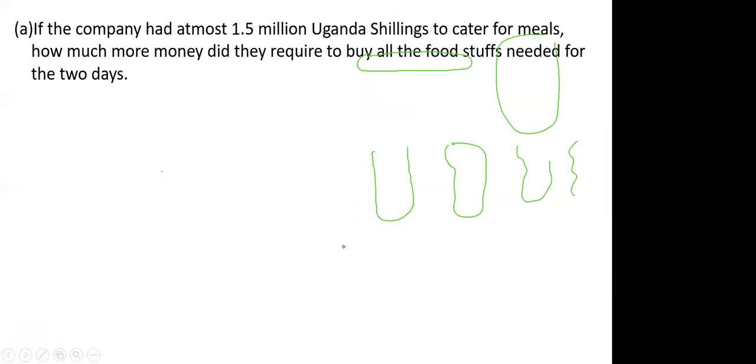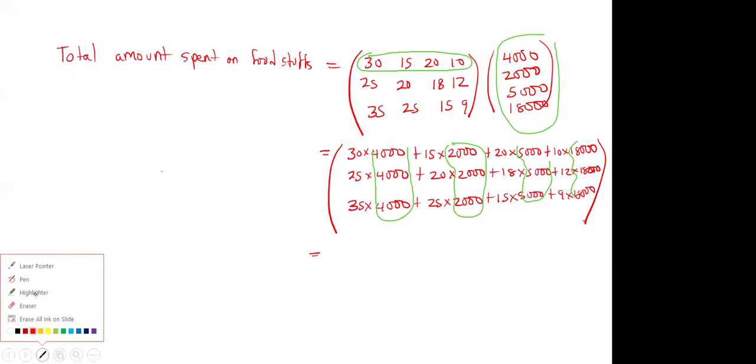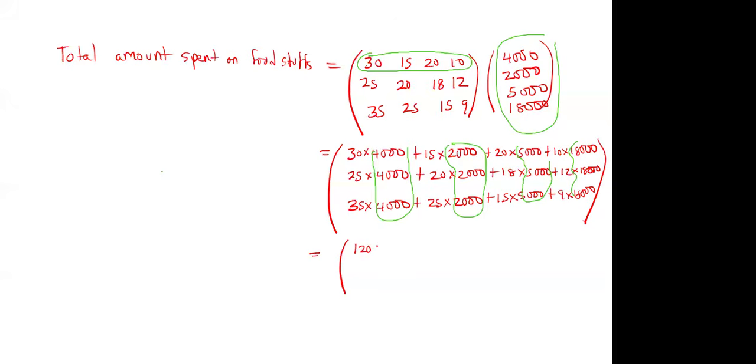Multiply, I've told you, don't jump any step. Show all your working. Multiply your money very well. So here, 30 times 4 is going to be 120,000. Plus, that is 30,000 plus 100,000 plus 180,000.